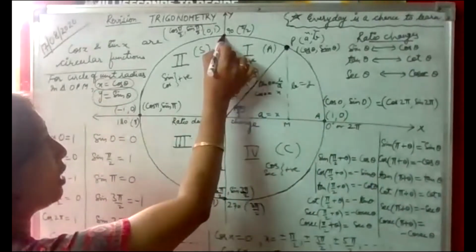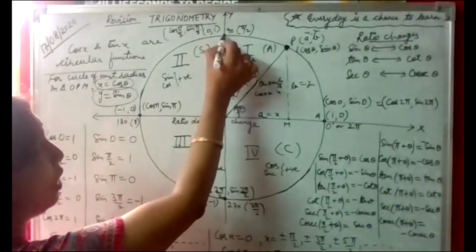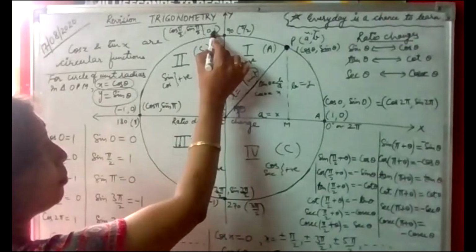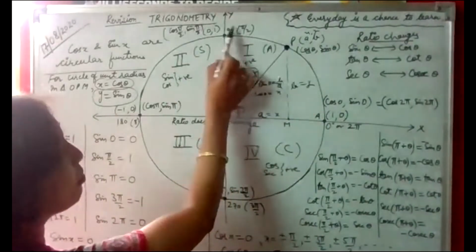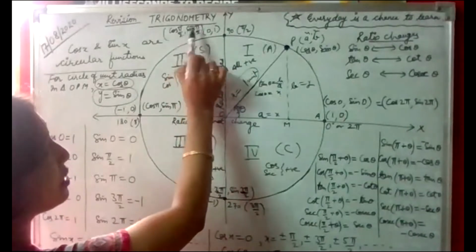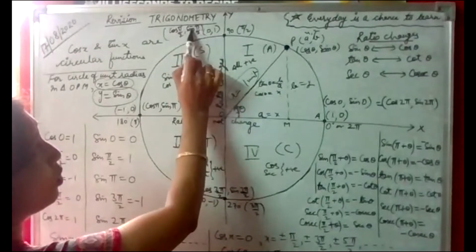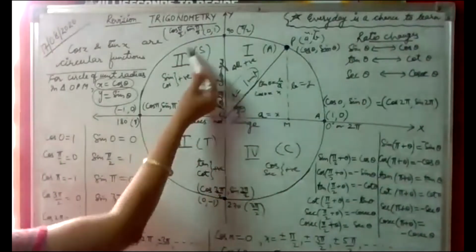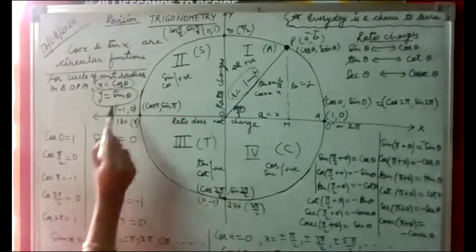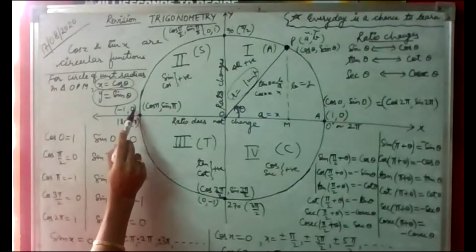Similarly, if we come to this point, it is on the y-axis, so the x coordinate will be 0, and since it is a unit circle, the y coordinate will be 1. And if we write it in terms of polar coordinates, this is cos 90 and sin 90. So we get the value of cos 90 as 0 and the value of sin 90 as 1. Similarly, coming to the negative x-axis, the point will be (-1, 0) according to the coordinate system.